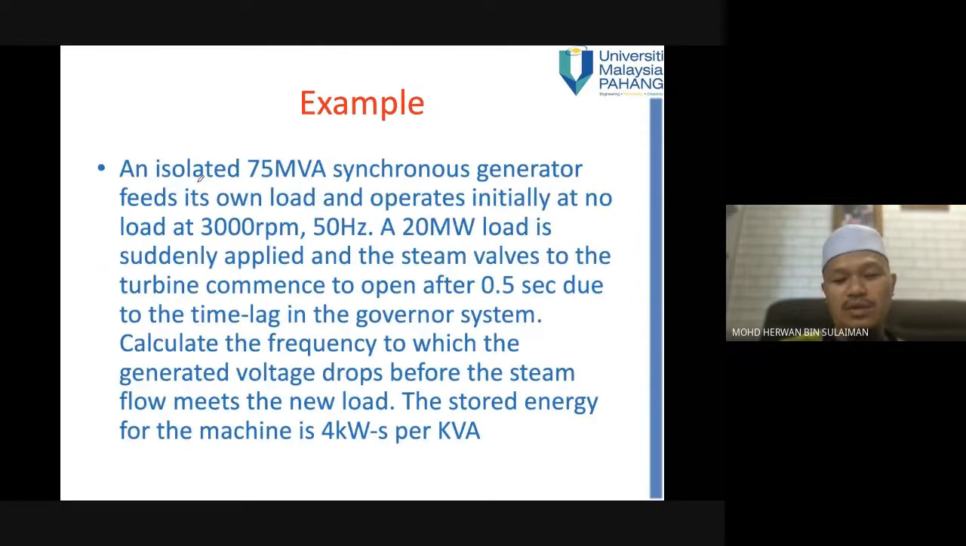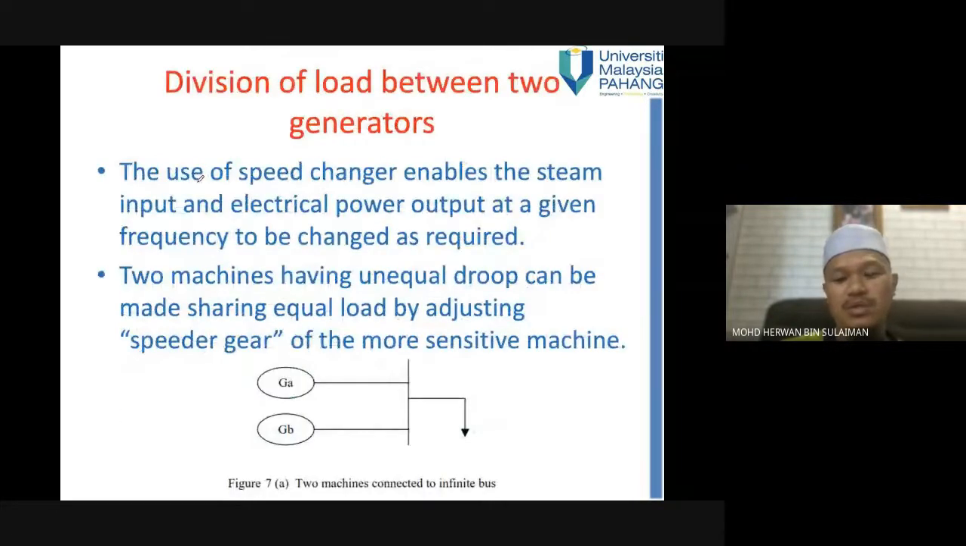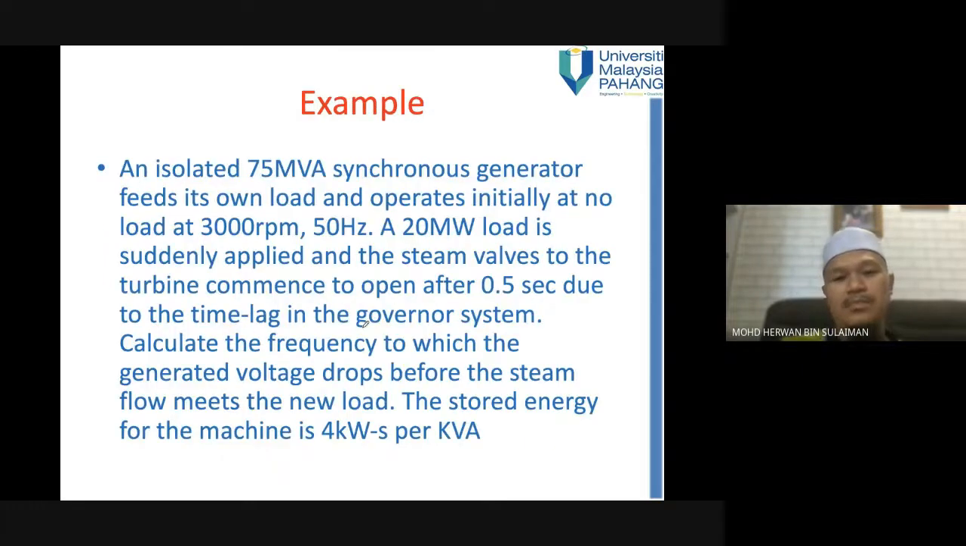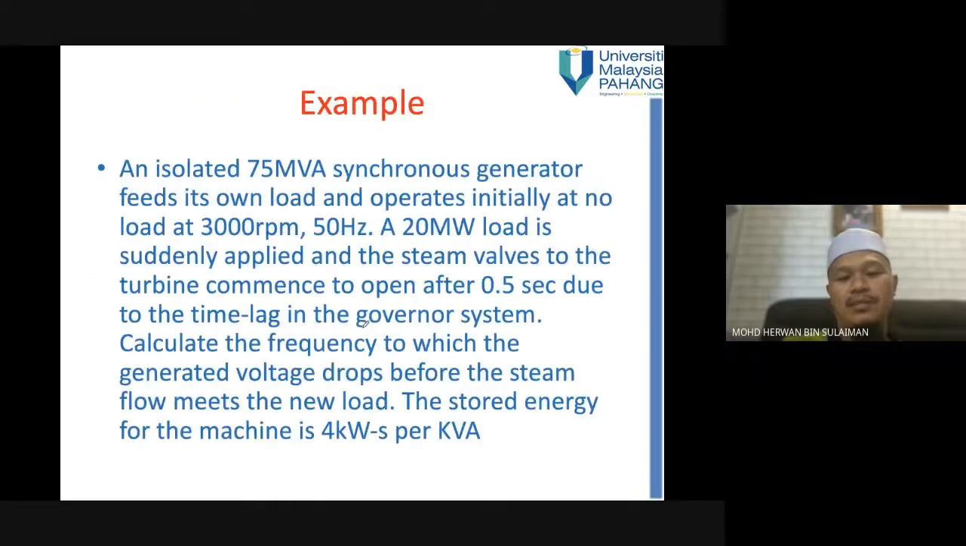So saya rasa kita stop kat sini. Kita akan cuba tengok macam mana kita nak guna this characteristics when we have load is enforced in the system. Let's say we have 2 generators. So berapa generator satu kena produce kepada load tersebut. So macam mana kita akan tengok nanti, kita akan guna this figure ataupun this concept of speeder gear ni dalam division of load generators. Okay.